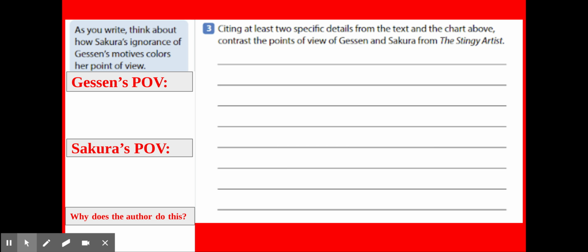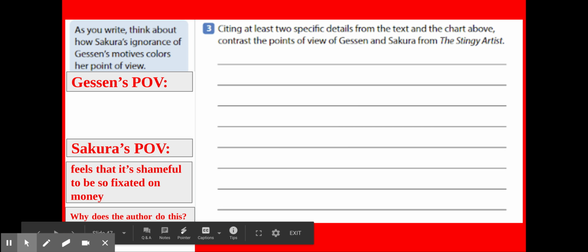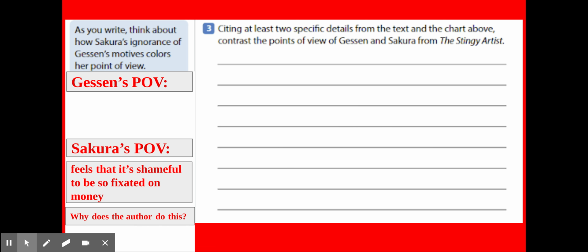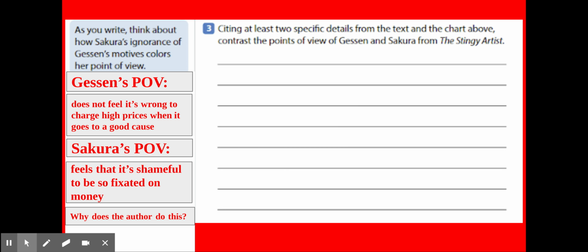Okay. So back when we look at our chart, what was Sakura's point of view? Well, it was that she feels it's shameful to be so fixated on money. So that means I probably need to go find evidence from the text, put in quotes, that actually shows she's fixated on money. Then, that it's also shameful to do that. Then I've also got Geeson, whose point of view is that he does not feel it's wrong to charge high prices when it goes to a good cause. Now, guys, if you go back and look at your chart on number 1, I pulled both of these straight from our chart. That's why we made the chart, so we know where we're trying to go.